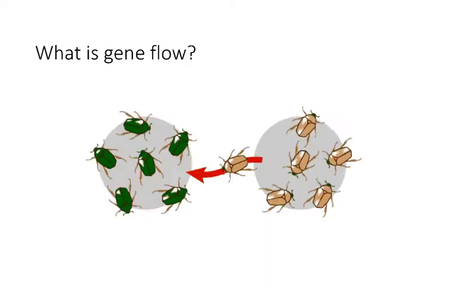Before I give you a definition, I've mentioned a little bit about this in the overview video, but I want you to think first about what you think gene flow is, maybe based on this picture here or based on what you've read in the textbook or learned in different classes. What is gene flow? What do you think gene flow is?